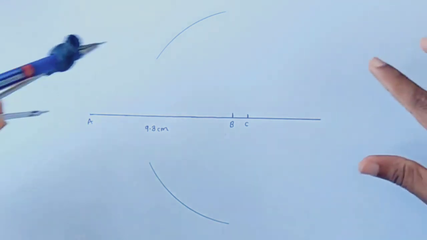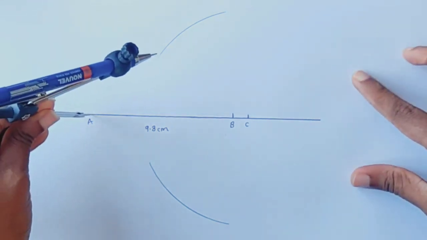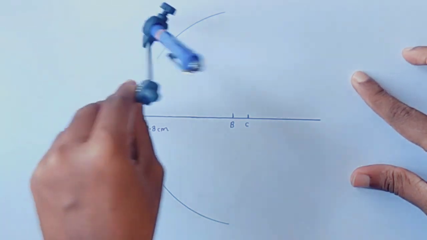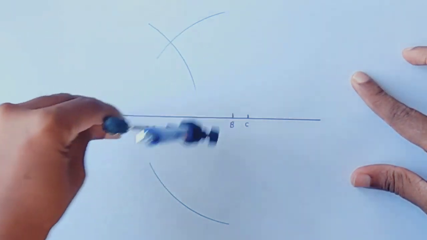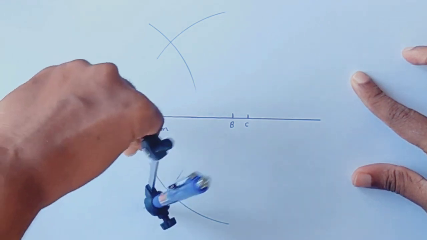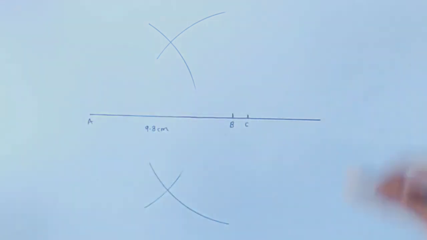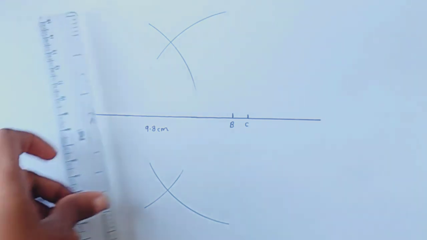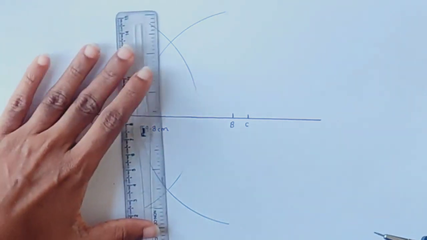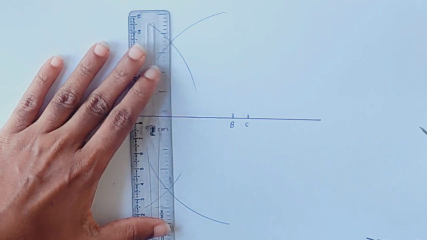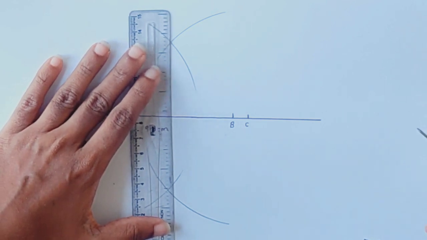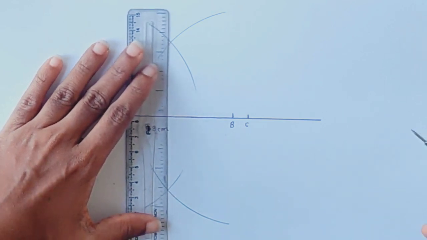on both top and bottom by keeping our compass at C and A. We have to draw the perpendicular bisector by keeping our compass at A and C. This perpendicular bisector will meet at both the top and bottom, and these points we have to join using a scale. We will get one straight line there.